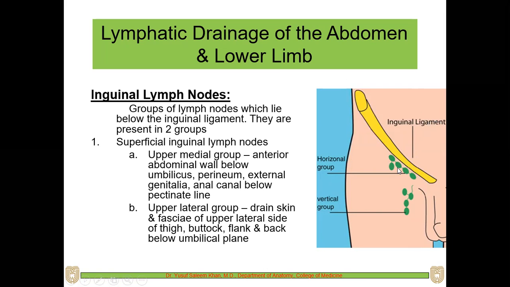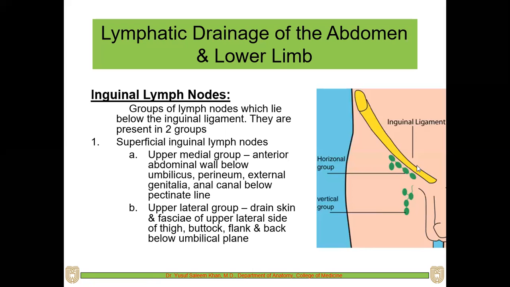So first, the inguinal group of lymph nodes is divided into superficial and deep. Then the superficial is again classified into the upper as well as lower. So upper is again divided into upper medial and upper lateral. Upper medial will be draining all these regions, and then we discussed the upper lateral, which will drain the skin and the fascia in the upper lateral side of the thigh, buttocks, flank, and back below the umbilical plane. Then coming to the vertical group or the lower group.